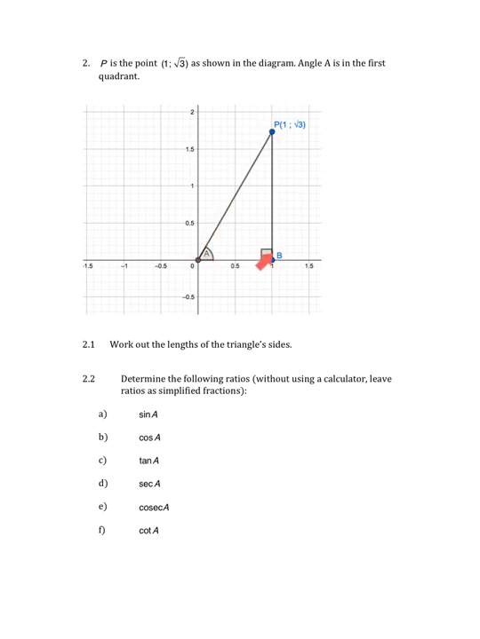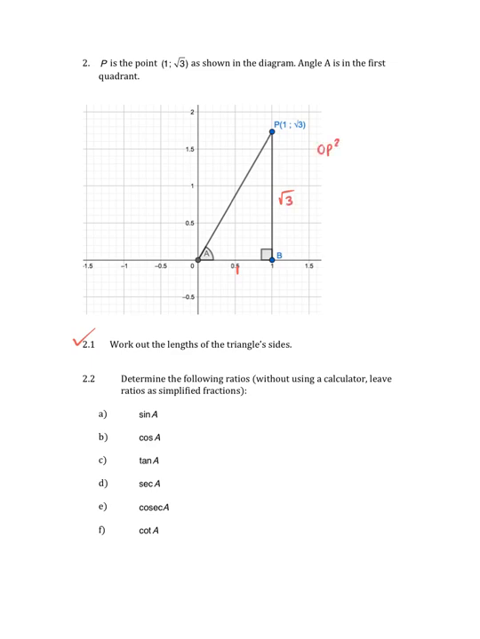Okay, so we're still working in quadrant 1, where my x, y, and r values will all be positive. Work out the lengths of the triangle sides. Okie dokes. So this is going to be 1. This length will be root 3. I just need to find the hypotenuse.